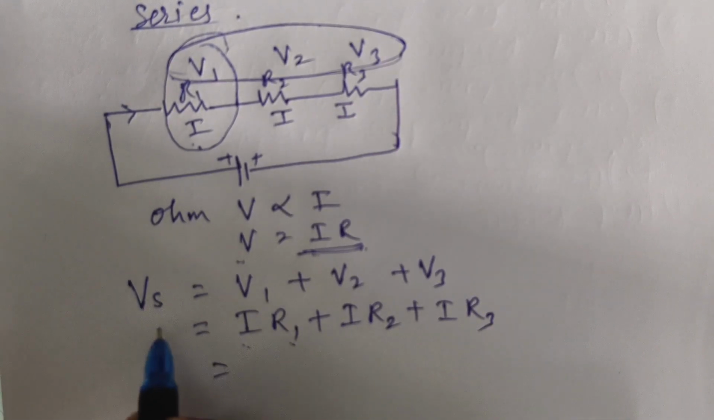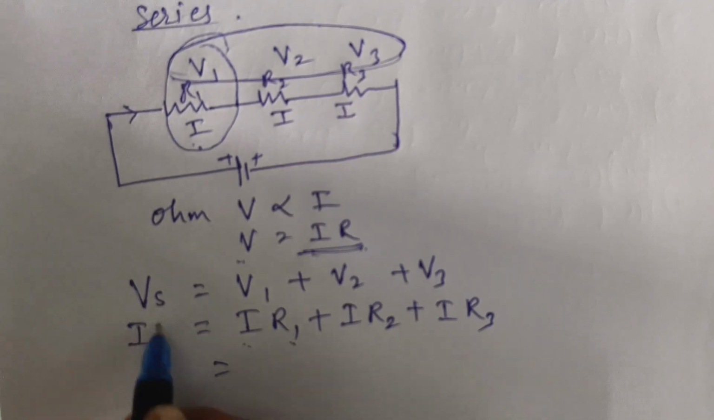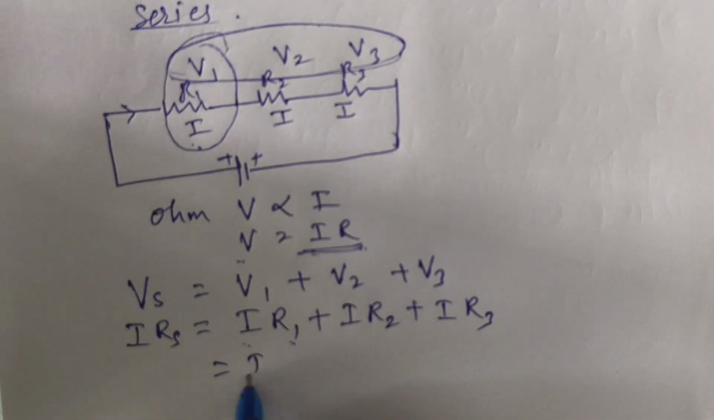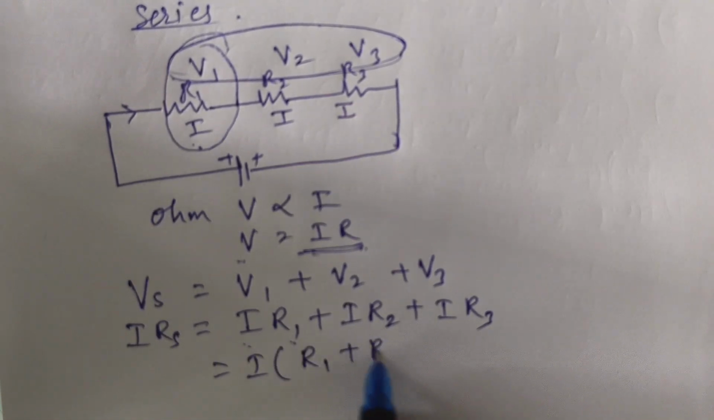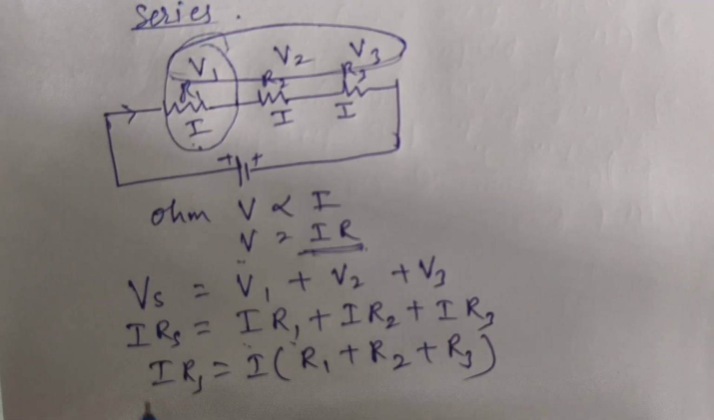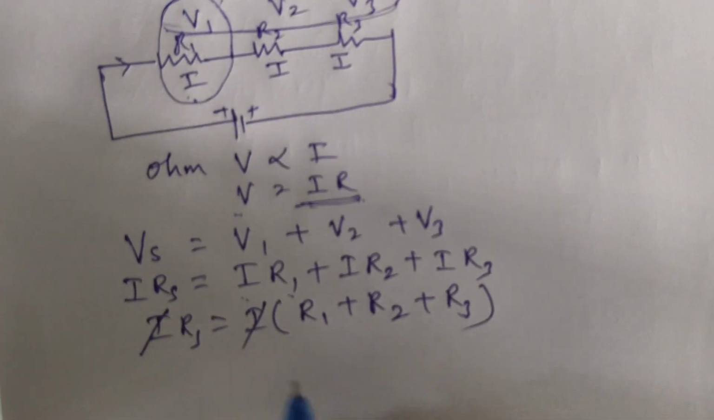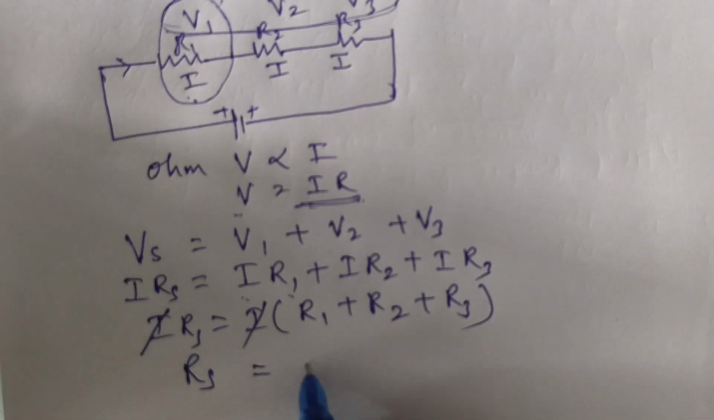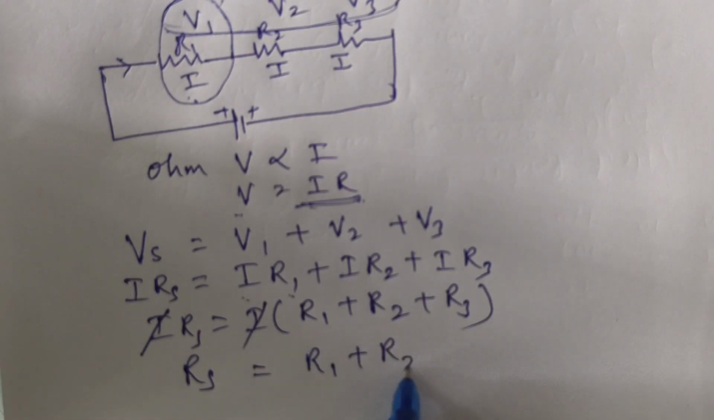Whereas the total voltage is I times R series. Now we can take I common, so it's R1 plus R2 plus R3. We can cancel out I from both sides. Thus resistance in series is the combination of R1 plus R2 plus R3.